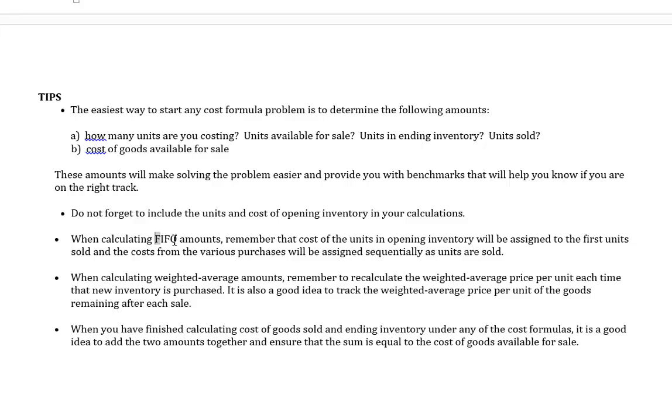And again, here it says when calculating FIFO amounts, remember that the cost of units in opening inventory will be assigned to the first units sold. So in other words, the first units to be sold are going to be coming from the units that have been there the longest. Sometimes I say to students, first in, first out is the same as last in, still here, because any units that are left at the end were purchased later than the beginning inventory items, right? So again, don't forget to consider what's going on in opening inventory, particularly under a FIFO system.